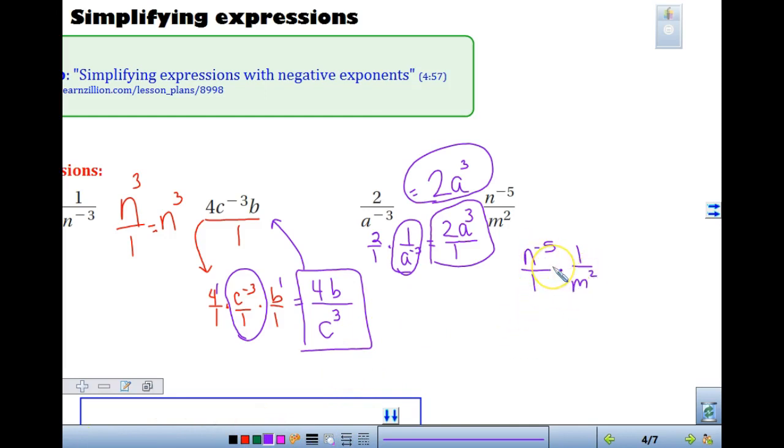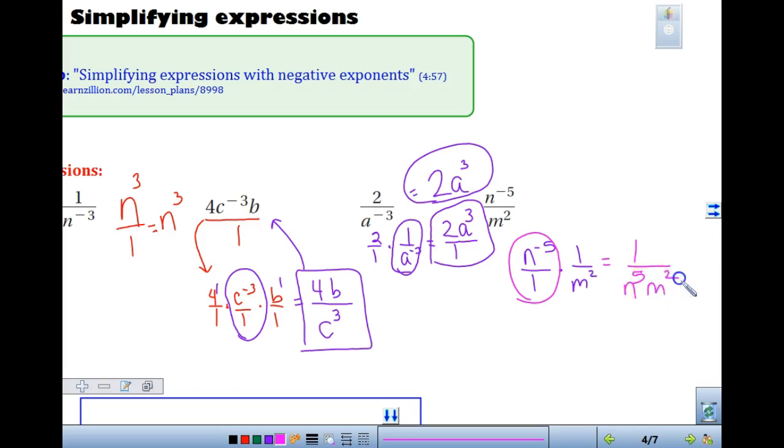Jack, you ready? You guys discuss? We thought we should move the n to the -5. Okay? So if we move it, what's it going to look like? So I'm going to have n to the -5, but now it's going to be +5, right?